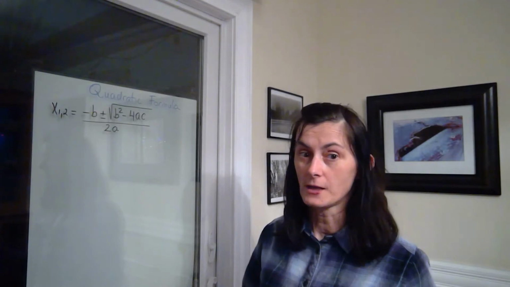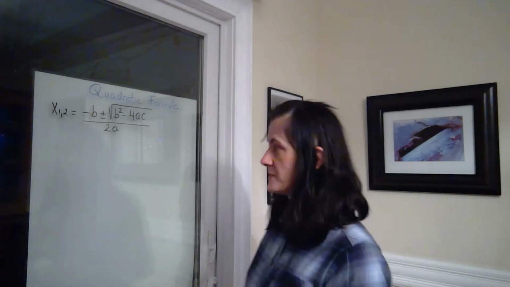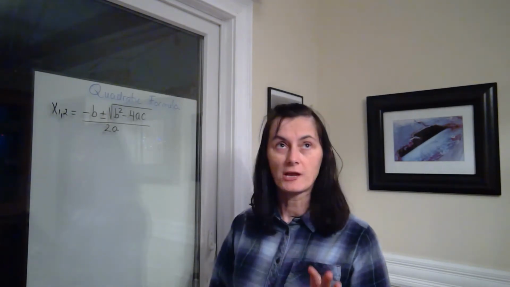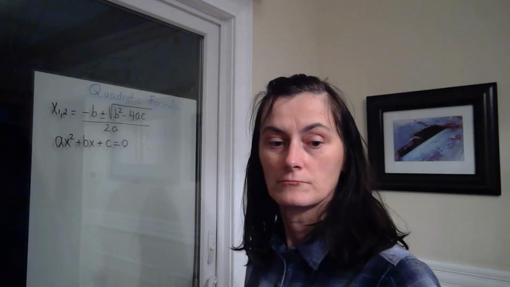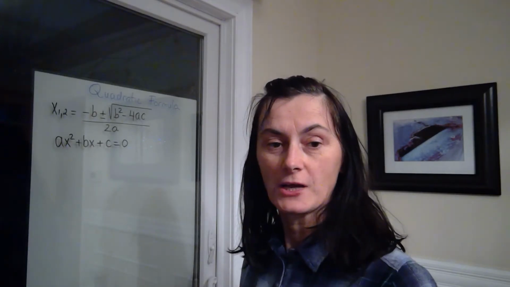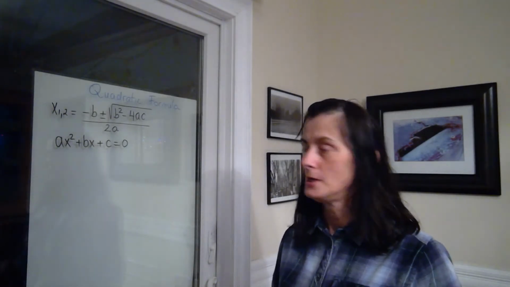And then you may think, what is a? What's b? What's c? We can figure that one out. Here's a quadratic. Any quadratic equation can be written in a standard form. Let's write it down. So that's the quadratic equation: ax squared plus bx plus c equals 0.